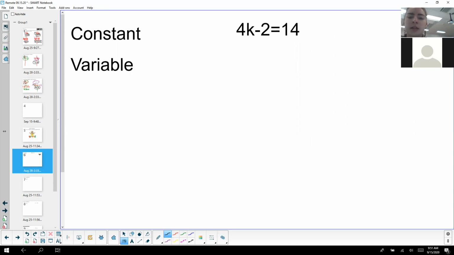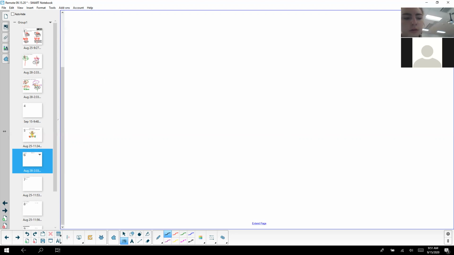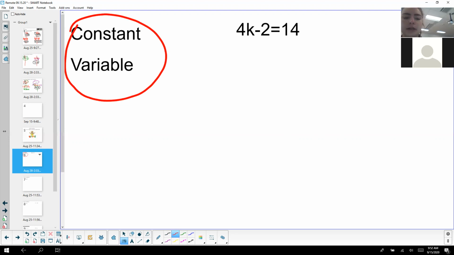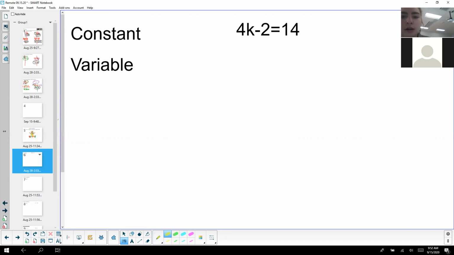So we've got 4k minus 2 equals 14. Something important to understand is that I'm going to be using these two vocab words a lot. When I say constant, a constant number is one that does not have a variable attached to it. So -2 and 14 are constants in this equation.